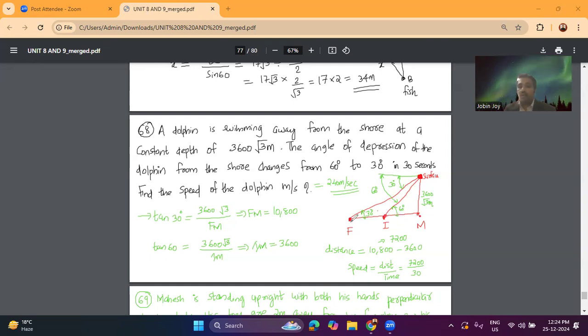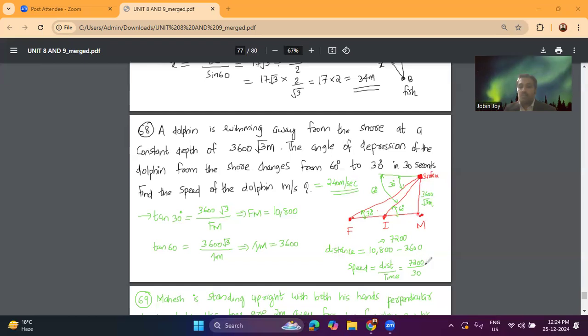So now I have FM. FM means this total distance, and IM is this distance. Then I will take the difference. Distance is equal to FM minus IM. That means 10,800 minus 3,600.